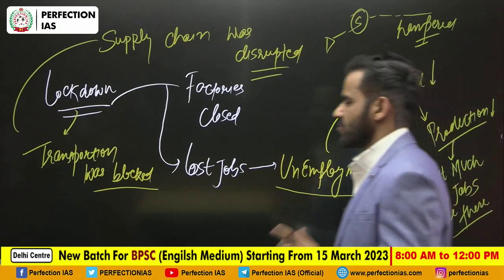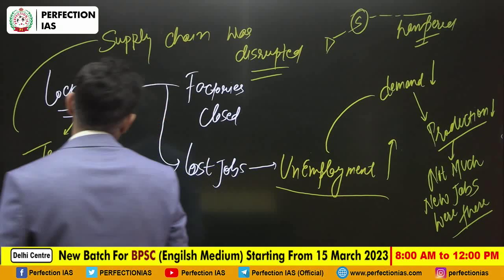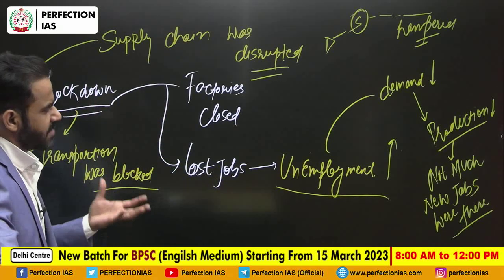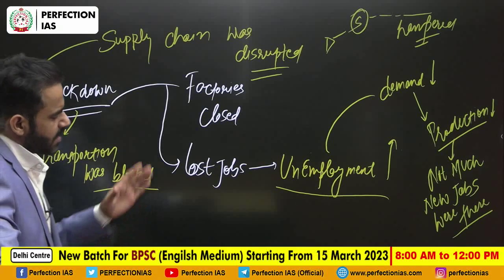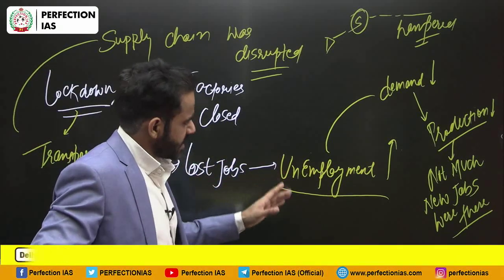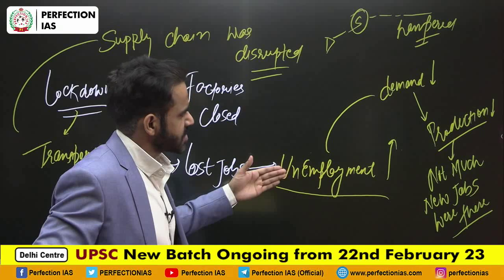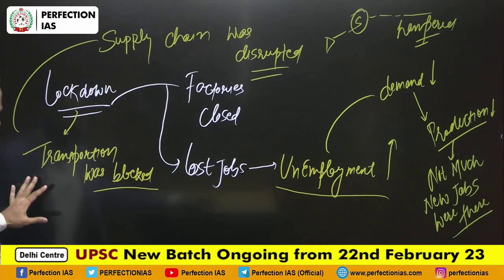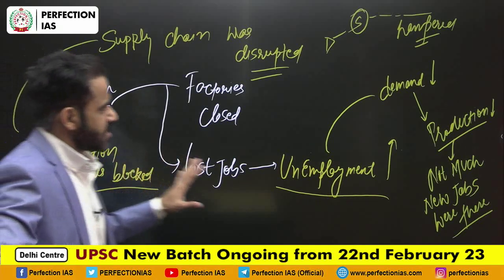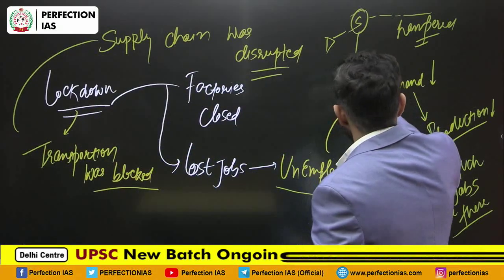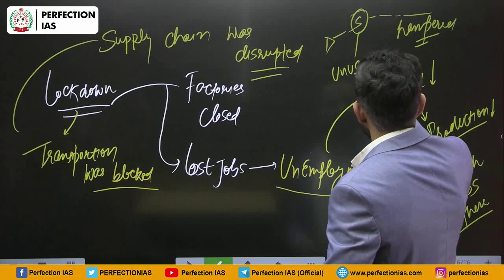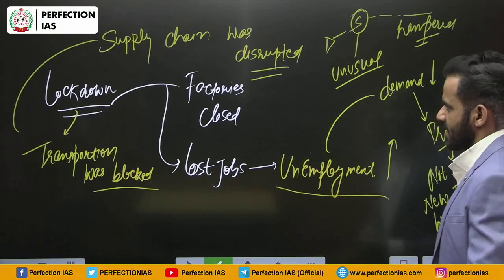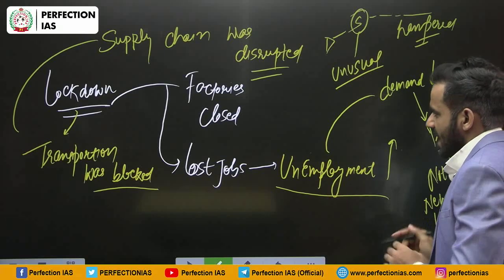In fact, you might have noticed that during those times the price of vegetables and fruits was very, very high. Even though a lot of unemployment was there, the price of vegetables and fruits was still very high because transportation was facing problems. That is why supply was unusual. There was uncertainty in the supply. So this is a situation of stagflation.